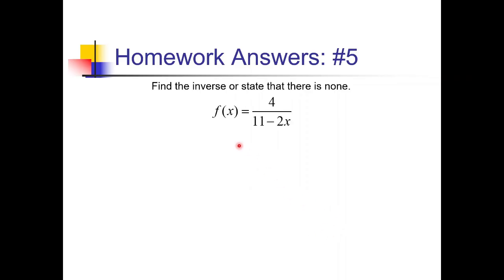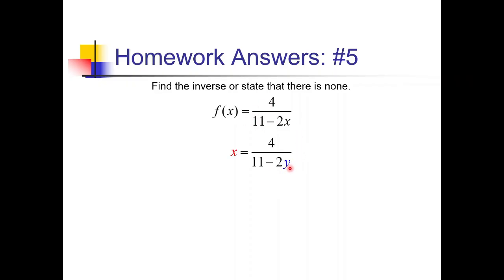For this problem, finding the inverse, let's double check and make sure there's nothing that would disqualify us from getting an inverse. So I don't see any even powers or absolute values or anything like that. So let's go ahead and do the process then. We're going to switch x and y. So I'll write x equals 4 over 11 minus 2y.